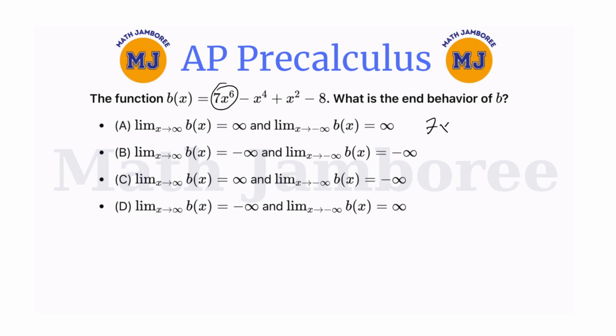7x to the power of 6. When I substitute a positive number for x, positive to the power of 6 is going to be positive. 7 times positive is positive. And same thing in here. 7 times negative x to the power of 6 is still positive because the exponent is an even number. It's positive.